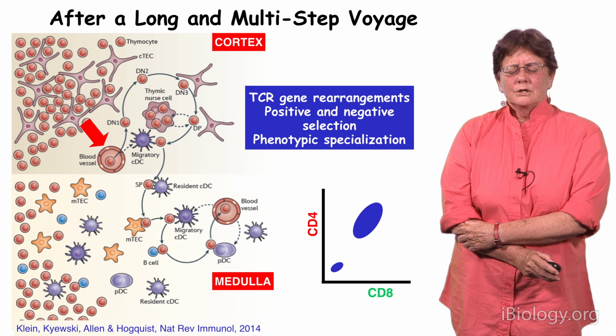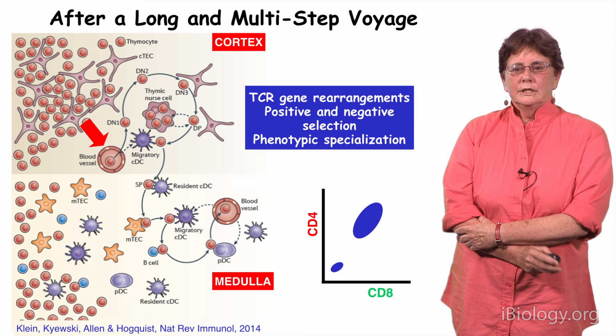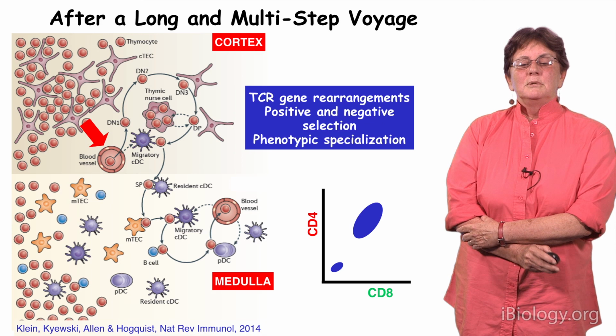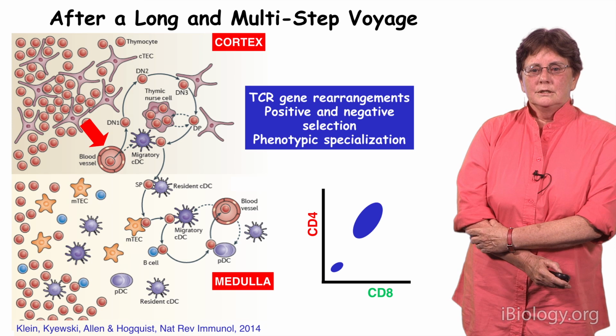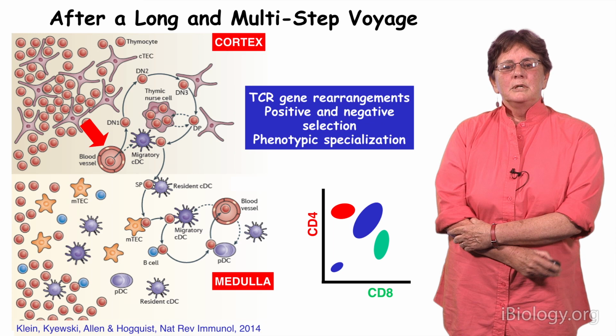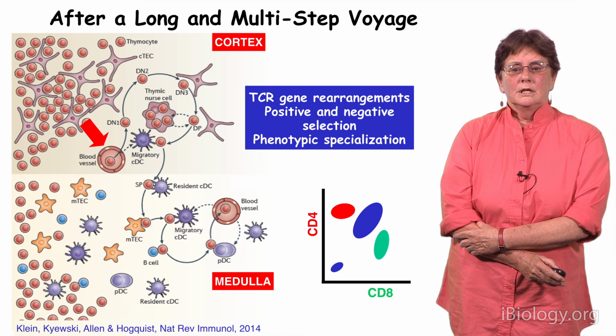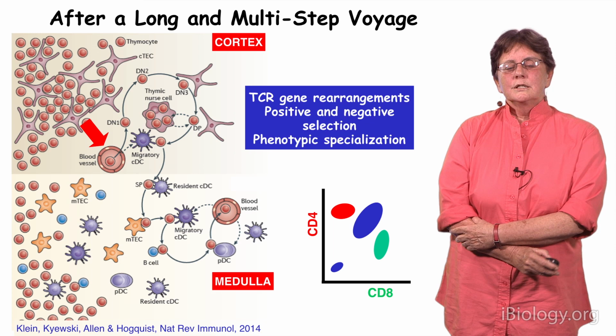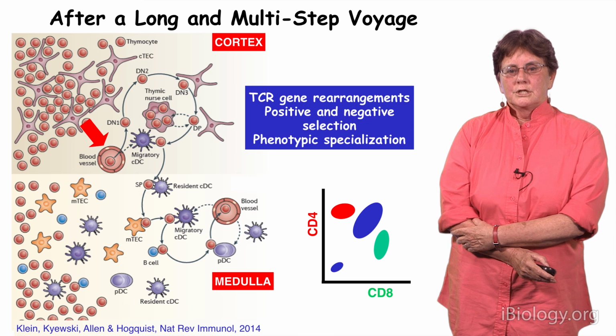Now, T cell receptor gene rearrangement is completed during this double positive stage, and these cells are then ready to be positively and negatively selected. If they're positively selected and deemed worthy of final maturation, they become either CD4 single positive if they saw an MHC class 2 molecule with peptide, or CD8 positive if they saw an MHC class 1 molecule with peptide. And this final step of differentiation happens as the cells are entering the medulla.